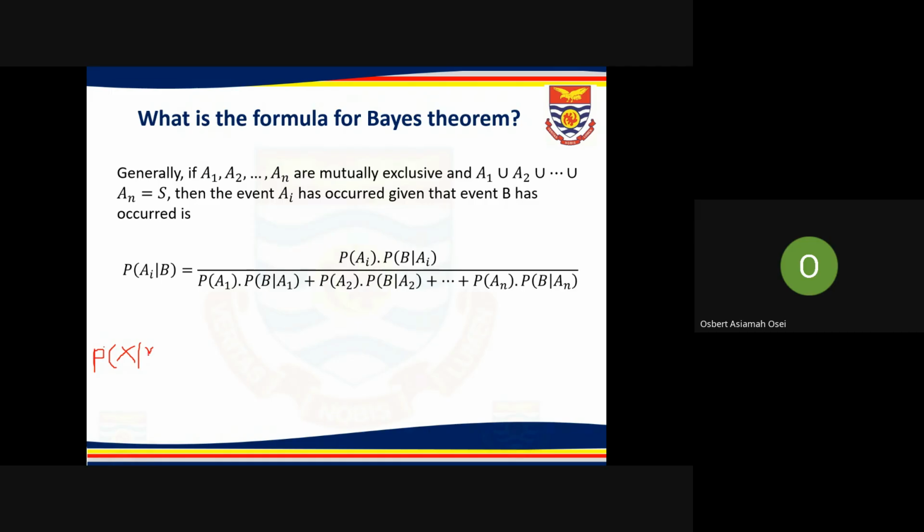Let's see if we can write the formula for the probability of X, given that Y has already occurred. I want each one of us to write it based on the formula that we have written.